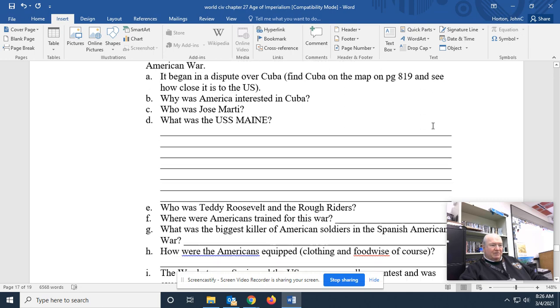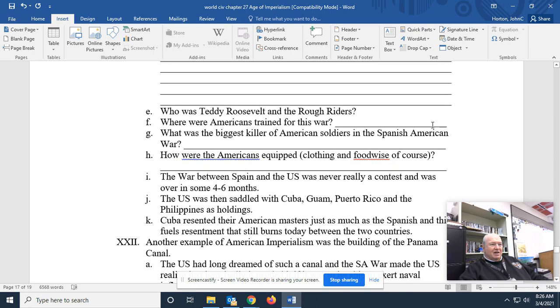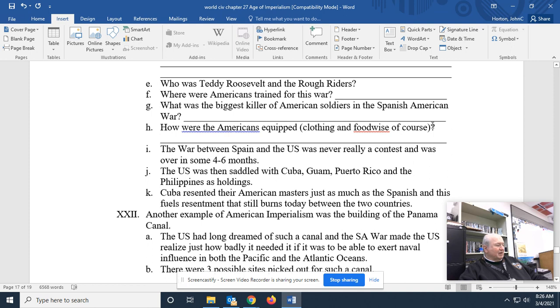Who was Teddy Roosevelt? Teddy Roosevelt became president of the United States. Teddy Roosevelt and the Rough Riders, that's one of those myths, actually. Yeah, Teddy Roosevelt led a battalion up San Juan Hill, but actually the real fighting on San Juan Hill was conducted and won by a group of American colored infantry, African Americans. The army was segregated back then, but Teddy Roosevelt got the press for it, which helped him win the presidency.